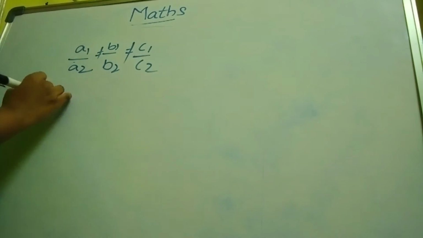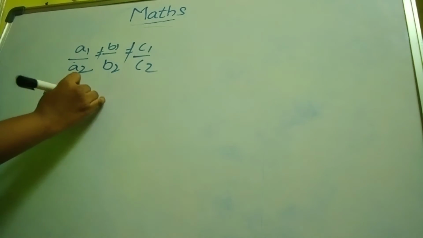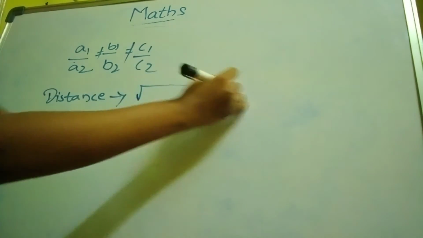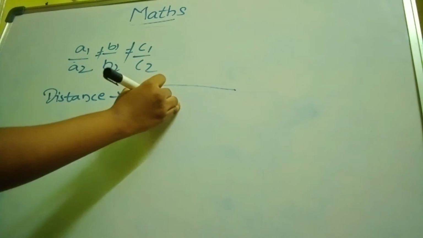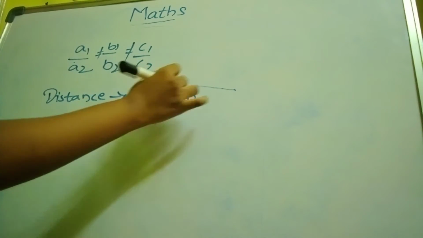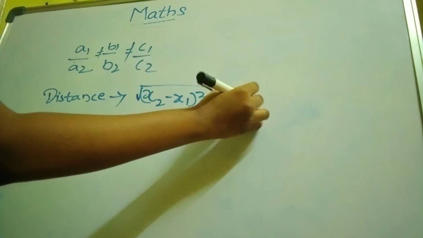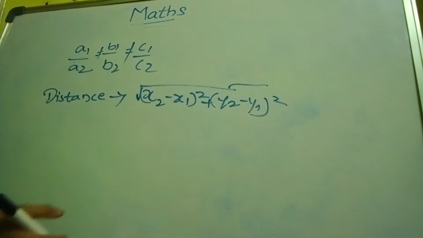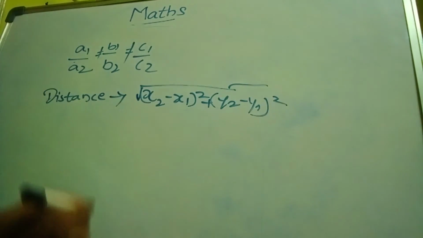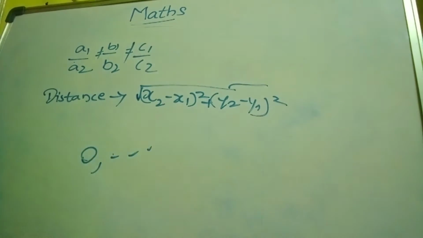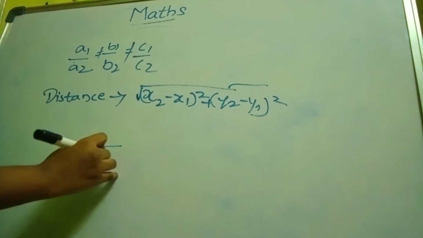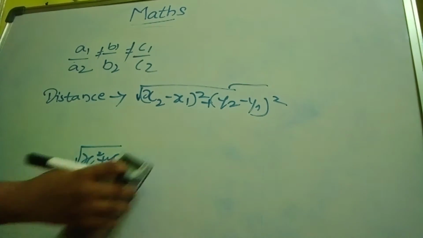Okay. Now, distance between 2 points. What is the distance between 2 points in graph? We have the formula, root of x2 minus x1 whole square plus y2 minus y1 whole square. Or else, if they give 0 as the point, how to find that? See, root of x square plus y square.